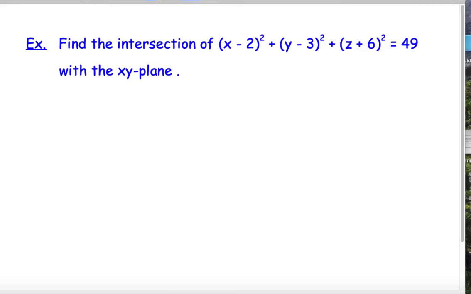Let's try one more example. Find the intersection of this equation with the xy plane. So by now we know this is a sphere, and we know the center and the radius of the sphere. When I take that sphere and take the xy plane, that's going to cut through the sphere, most likely, at some section of it. Let's see if we can visualize this.